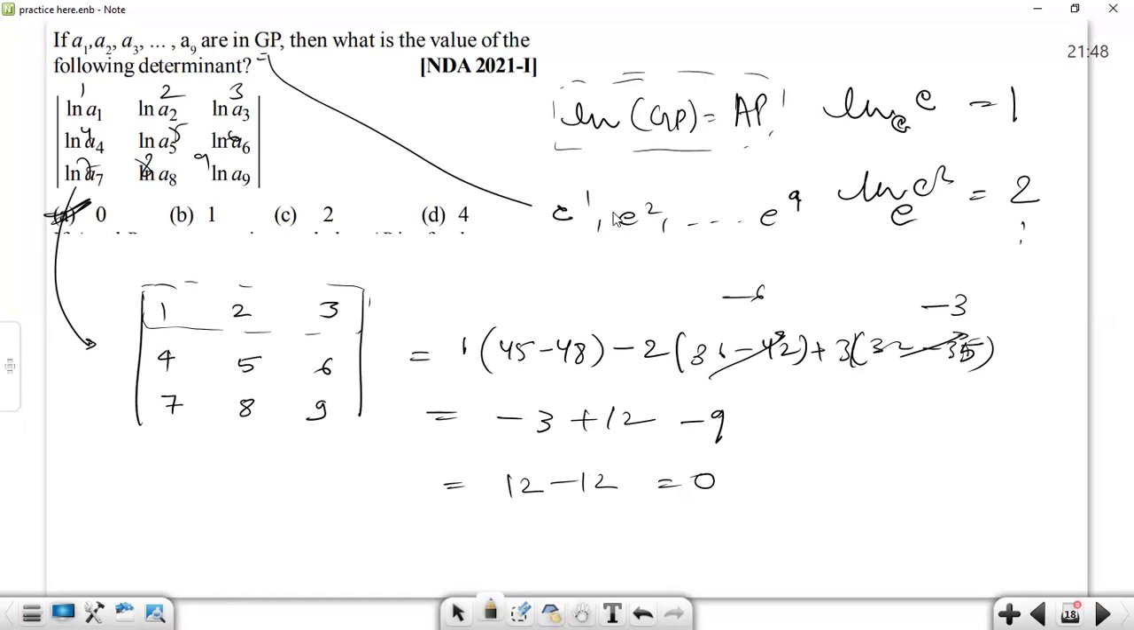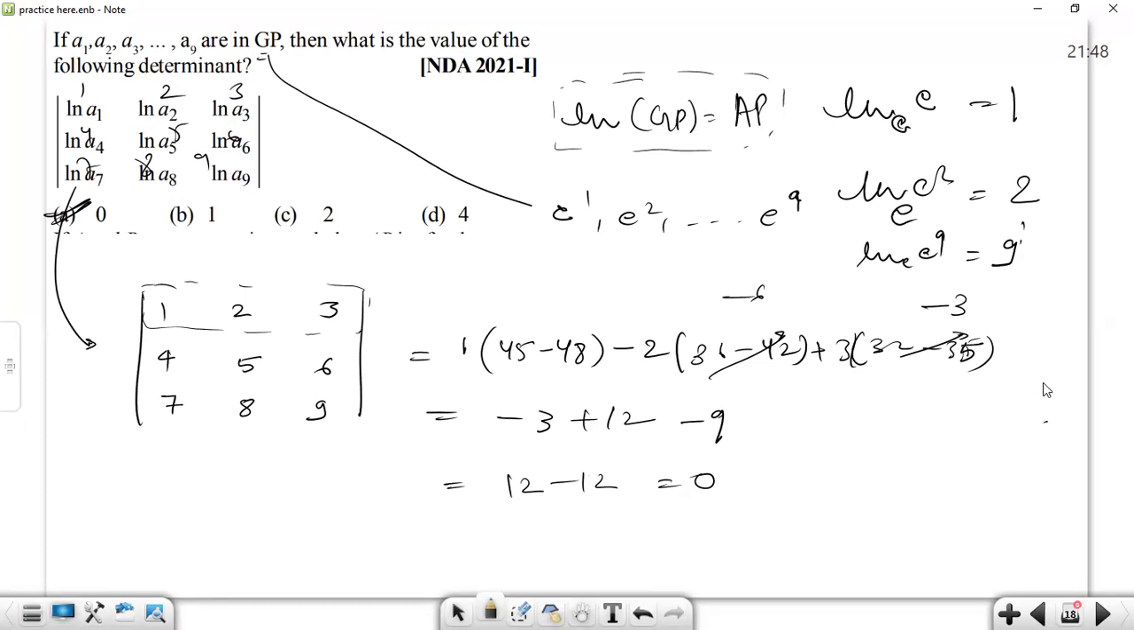And similarly, after taking its logarithm, logarithm of e becomes 1, logarithm of e square becomes 2. Similarly, logarithm of e raised to power 9 to the base e has become 9, because the power 9 gets multiplied with the logarithm of e to the base e, which is 1. That's why it's 9. Clear, everyone?